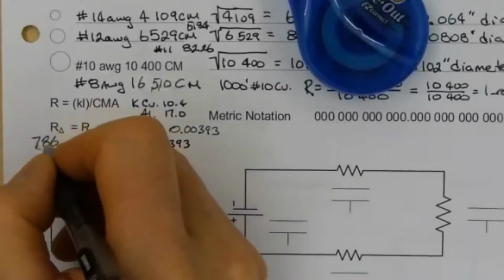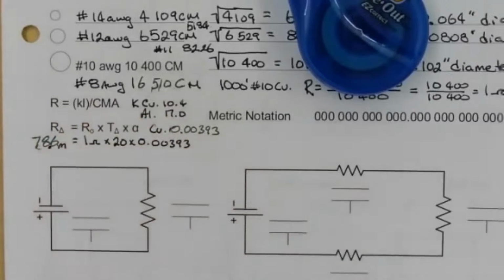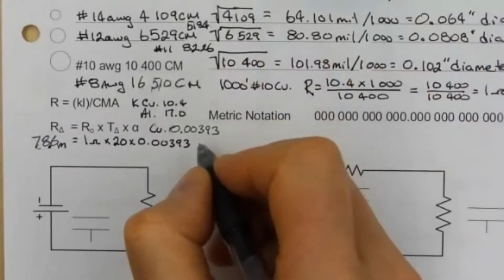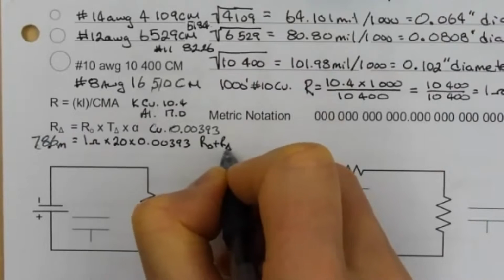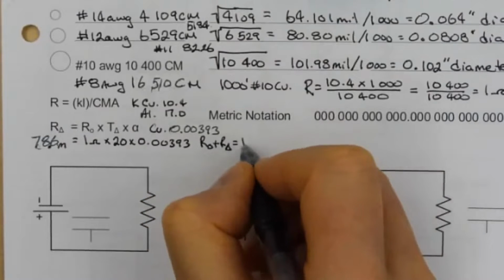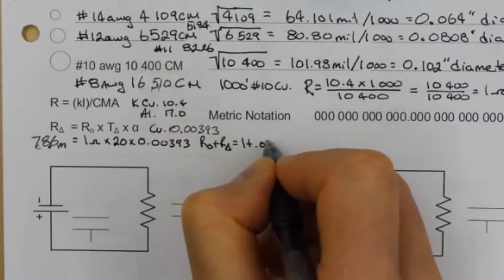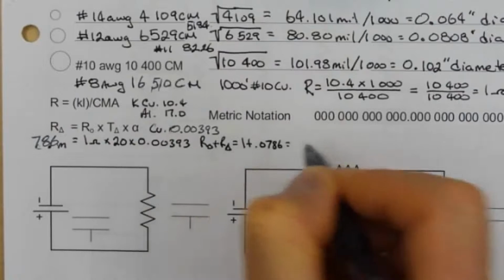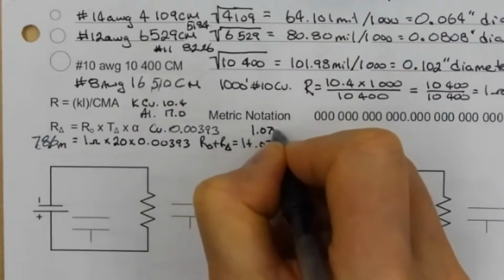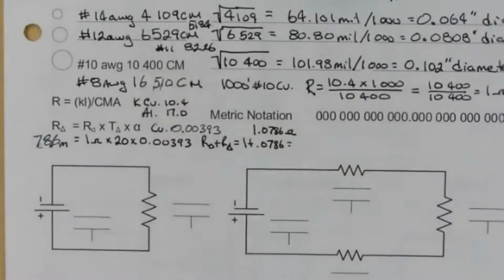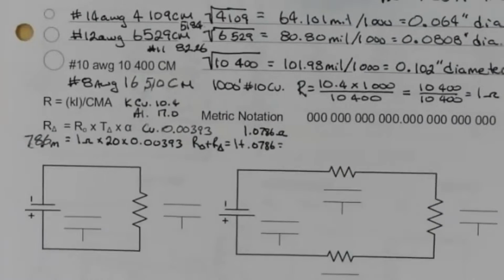Yeah, we're going to talk about that right now. So that's the change. And the new resistance is going to be R0 plus R delta. So we have 1 plus 0.0786 equals 1.0786. That's the new resistance of that wire given that temperature change.